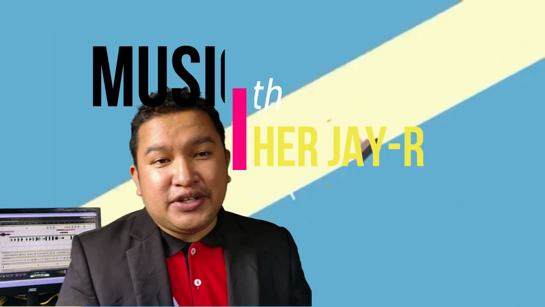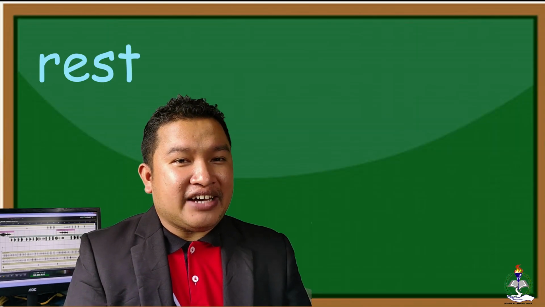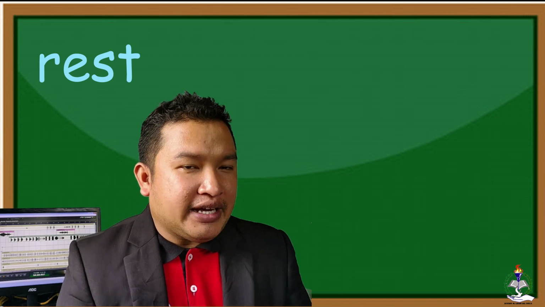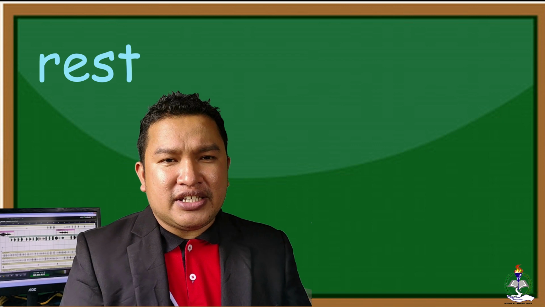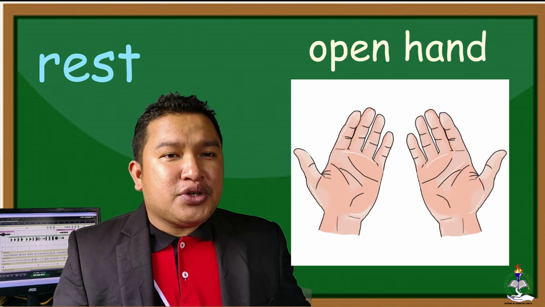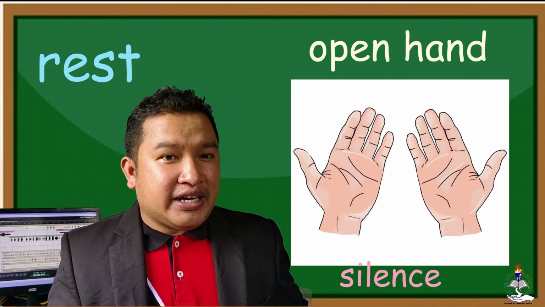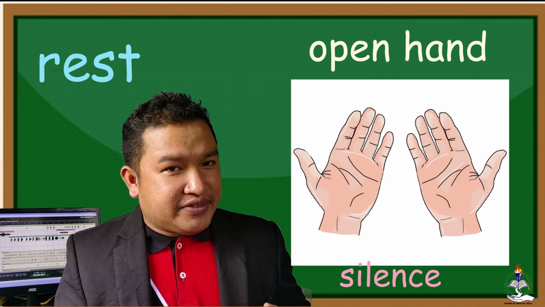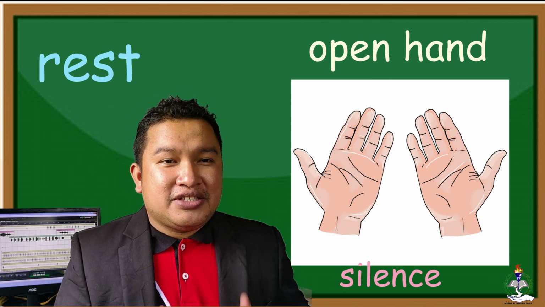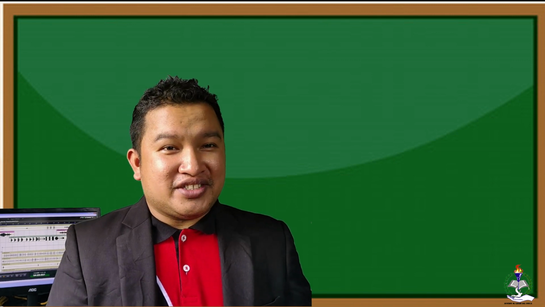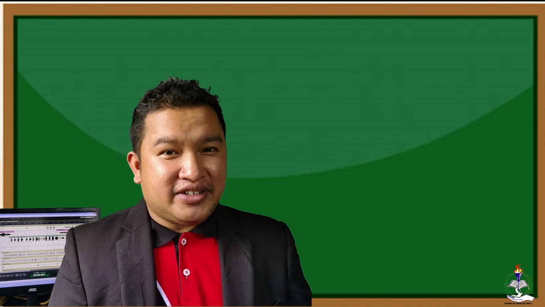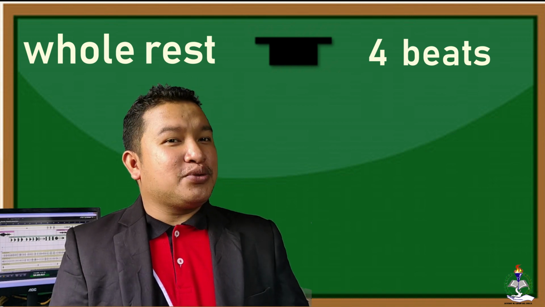To show the value of every rest, the same counting will be given. But instead of making a clap or sound, let us try to execute open hand to show emphasis of silence, but of course following the timing of the rhythm. Now, let's do it using the whole rest. The count for the whole note is the same with the count of the whole rest. Watch as I do it.